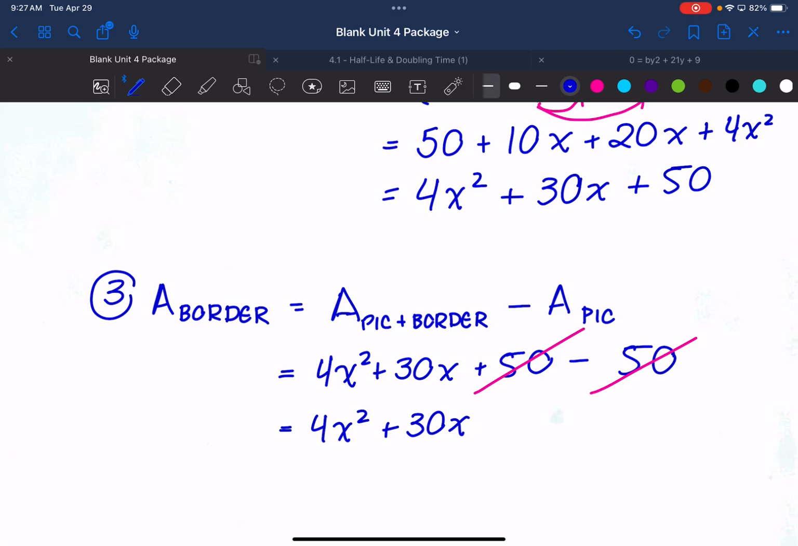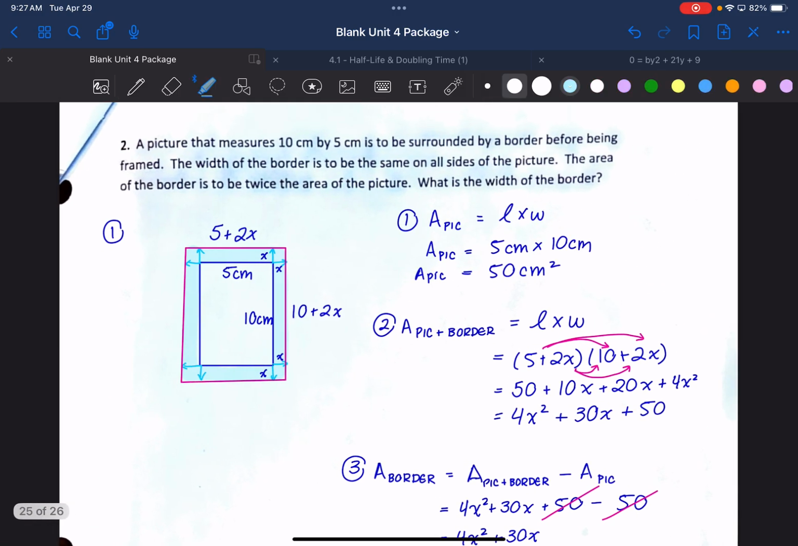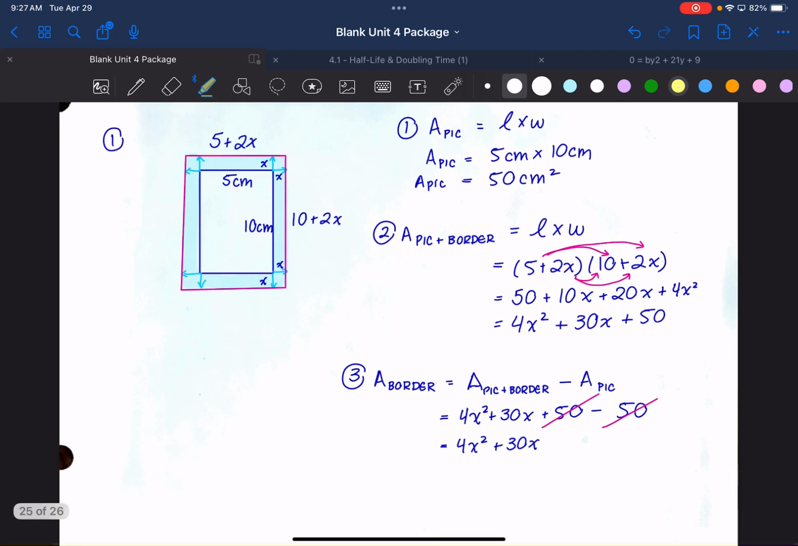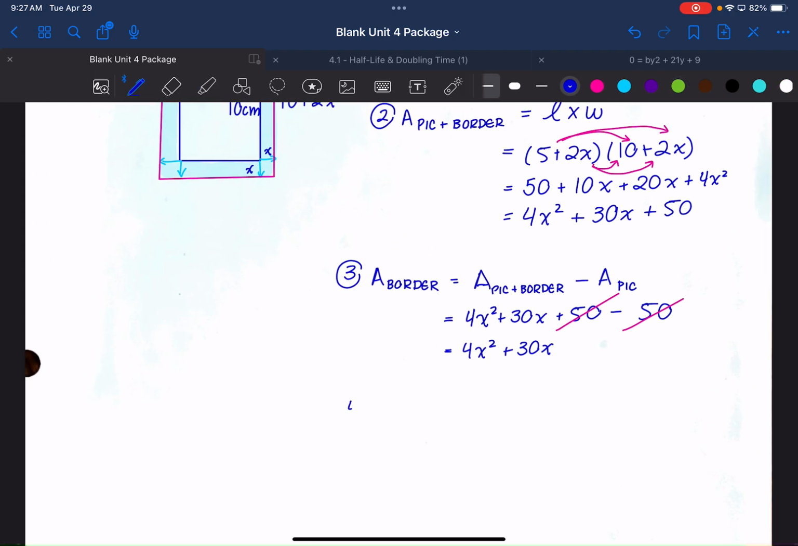Now I'm getting to the bit that Eamon said, which is it tells us in this sentence here, which I'll highlight in yellow, the area of the border is to be twice the area of the picture. So now we know what the area of the border is. That's what we had to solve for first. We couldn't just jump to it with step number 2, because that would include the picture. So that wouldn't be right. We just want to know the area of the border around the picture. So I'm going to set that equal to 2 times the area of the picture.